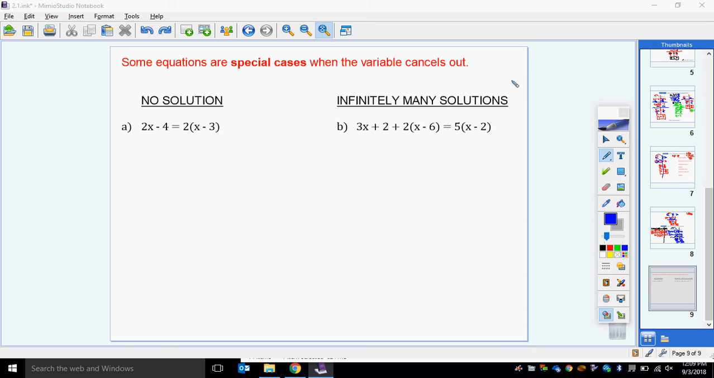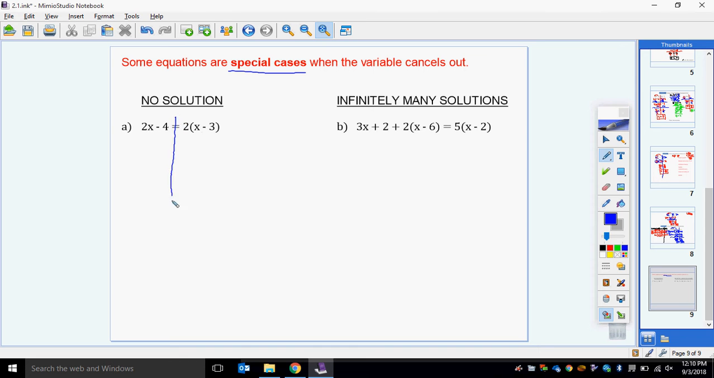Continuing on with our 2.1 lesson, there is one more thing that we need to talk about, and it's special cases. So when this happens, the variable is going to cancel out, which means the variable disappears. Sometimes that's okay, and sometimes it's not. So let's look at both cases. This ends up being a no solution case, and you may or may not be able to guess what happens when the variable cancels out, but let's find out.